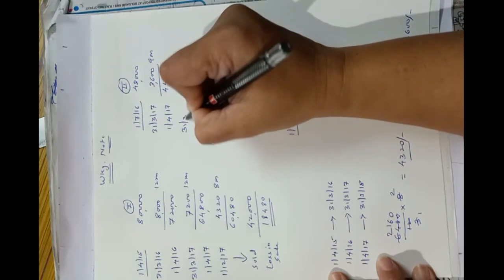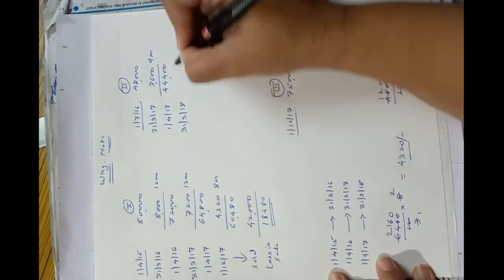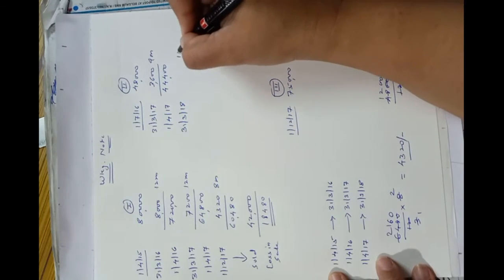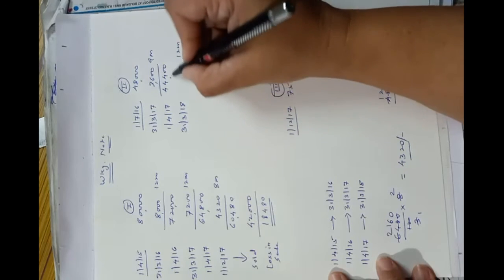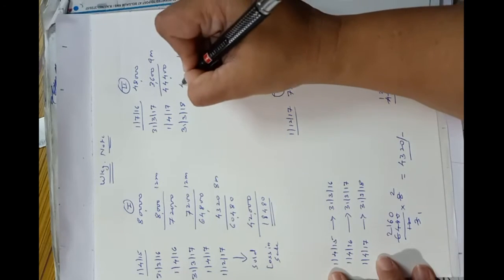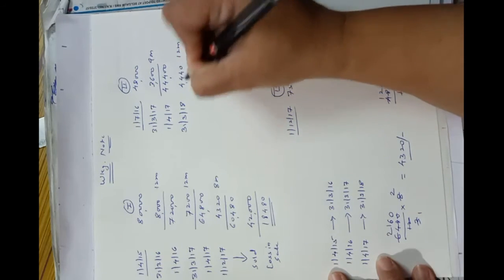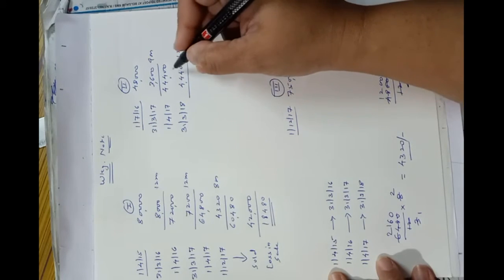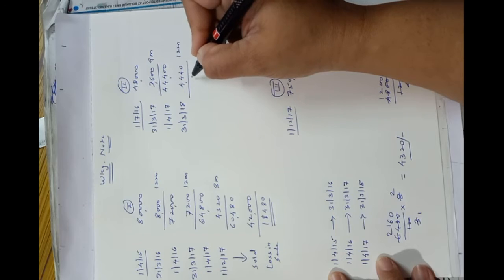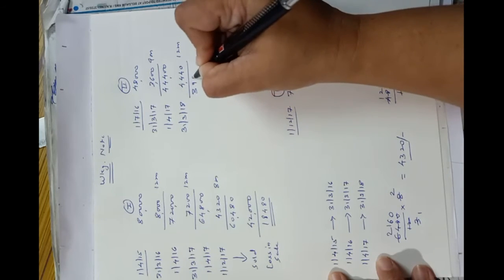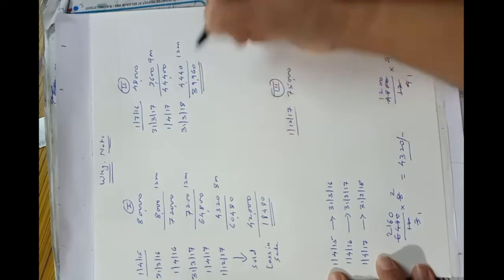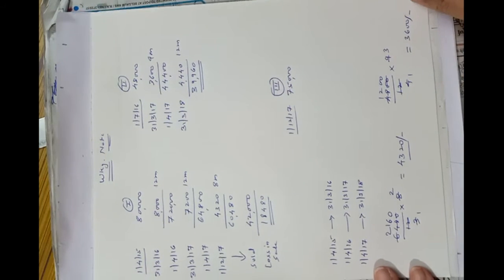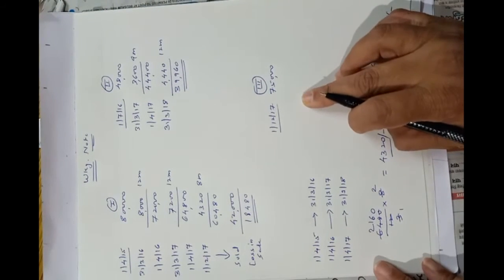Next depreciation will be deducted on 31st March 2018 for the full year, that is for 12 months. 10% of 44,400, that is 4,440. Okay, and after deducting it, the written down value will be 39,960. Okay, and now the third machinery.